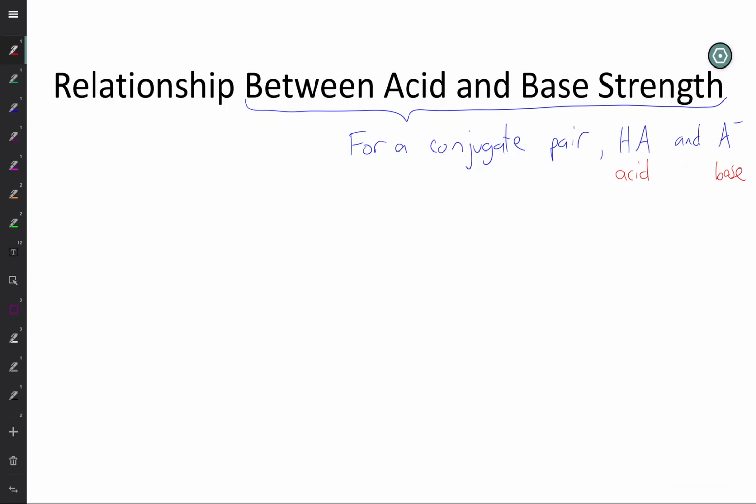So if you think about any conjugate pair, if HA is really likely to split up and give away H plus, what does that mean about how likely A minus is to go out and steal H plus? If they were really willing to split up, that means A minus doesn't really care if it has H plus or not, and it's going to be less likely to go out and grab it. So another way to say that is the stronger HA is as an acid, the weaker A minus will be as a base.